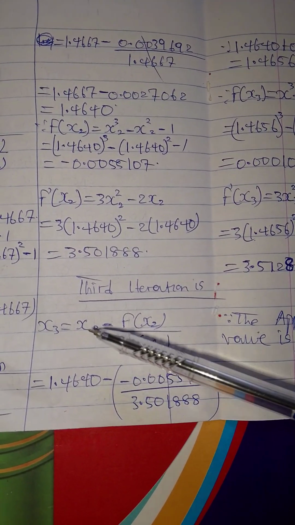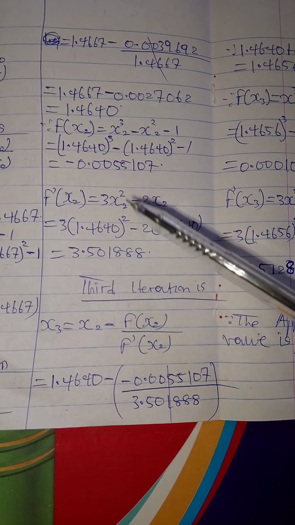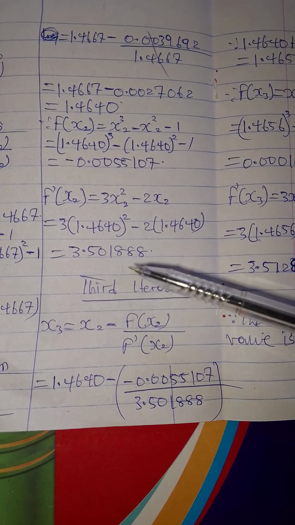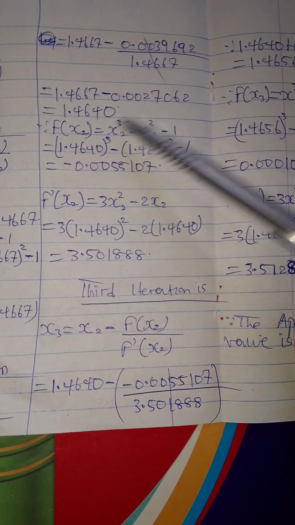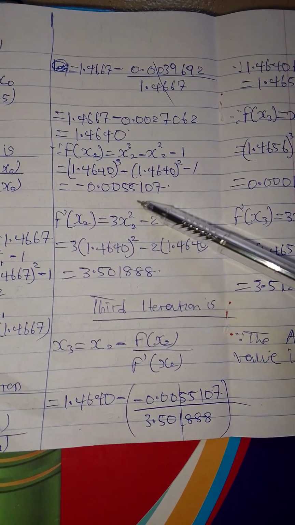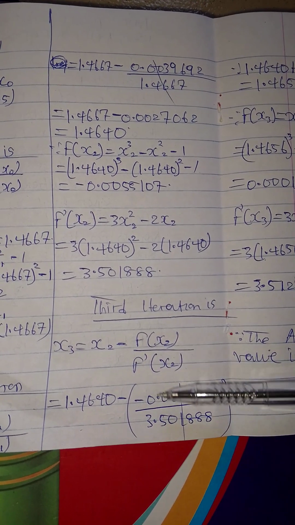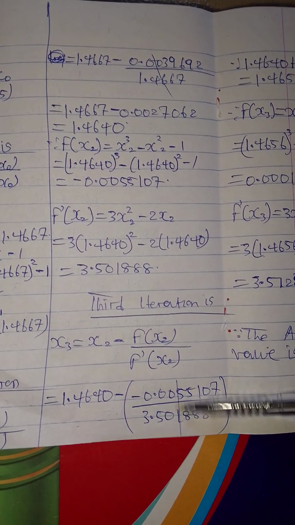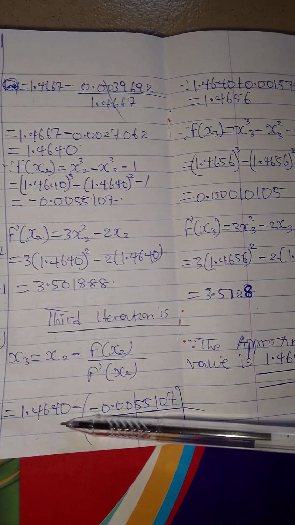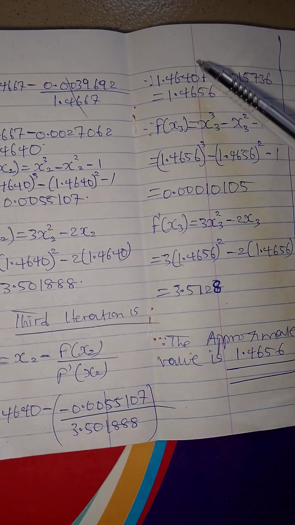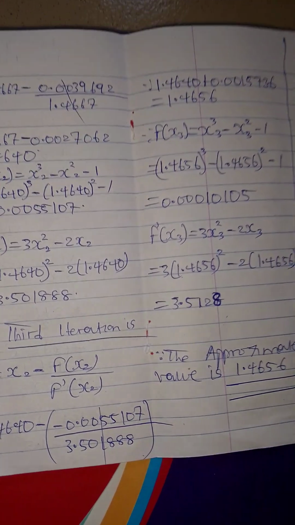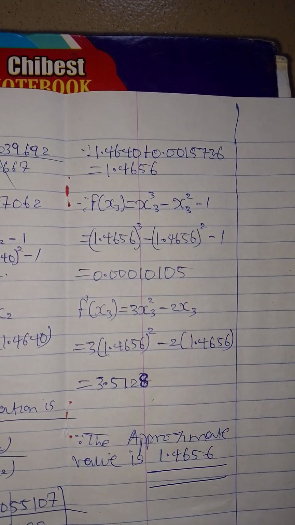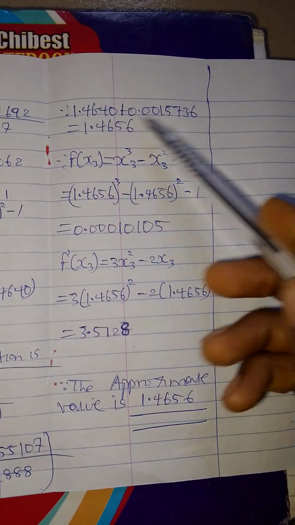So what's my value for x2? The value for x2 was 1.4640 minus the value for f(x2), which was minus 0.005507, all over my value for f prime of x2, which was 3.501888. So I put this here. If you do this, it becomes 1.4640 minus, which will give you plus. So this divided by this will give me 0.0015736. If you add up, this will give you this.